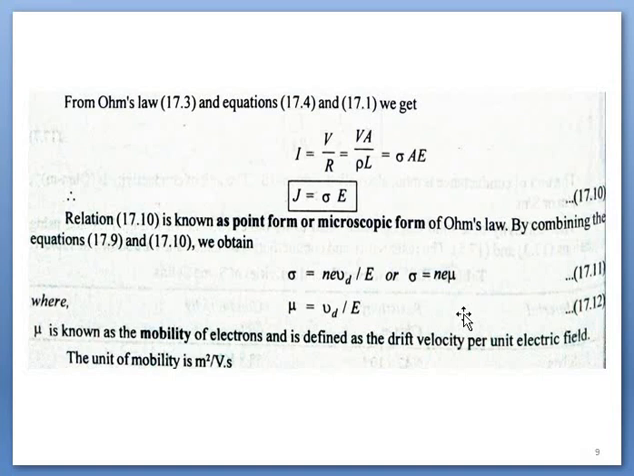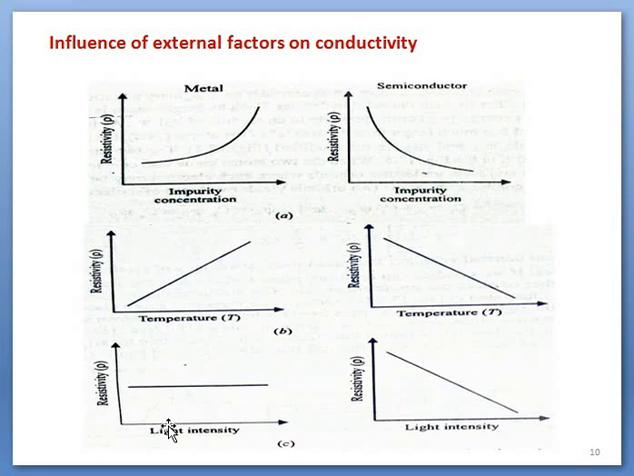Let's see the effect of impurity, temperature and light on resistivity. Two materials are taken here, metals and semiconductors. If impurity concentration is increased, resistivity increases in metals, which means conductivity reduces. In semiconductors, in this curve, if the concentration of impurity, trivalent or pentavalent, is increased, then we know that conductivity increases. In other words, resistivity reduces.